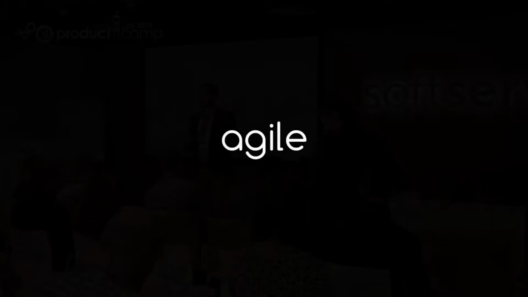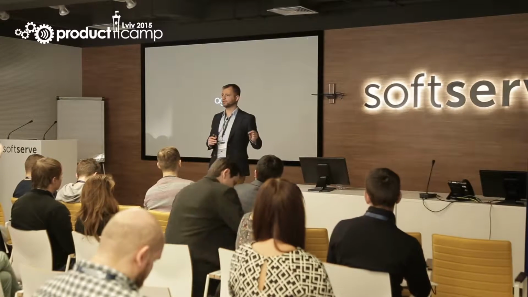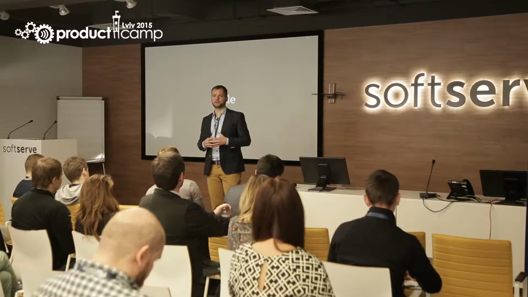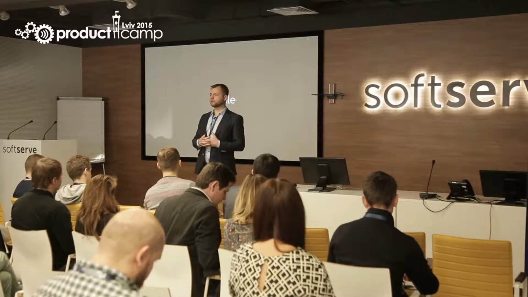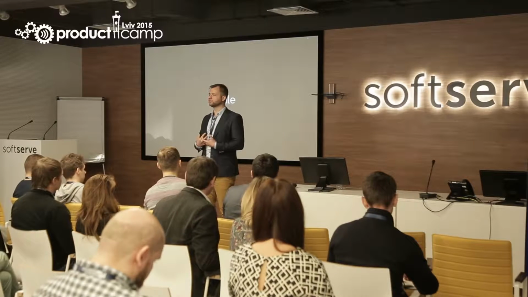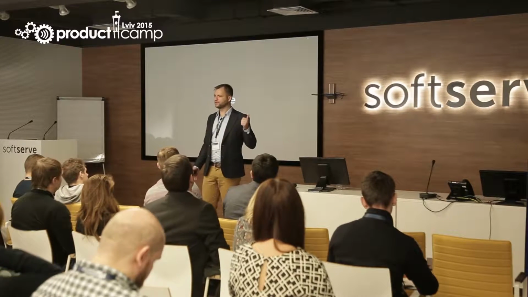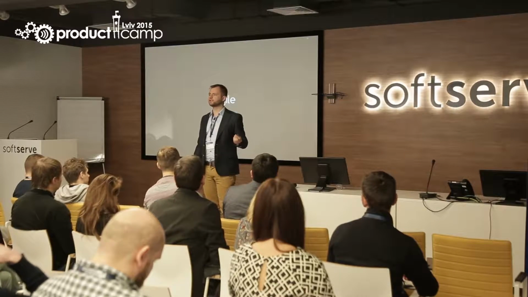Agile. Agile is an abbreviation of Agile software development. It's not Agile project management, it's not Agile product management, it's not Agile engineering, it's software development. Originally, it was developed in the Agile Manifesto in 2001. It consists of 4 values, 12 principles. It's a philosophy, it's an approach.